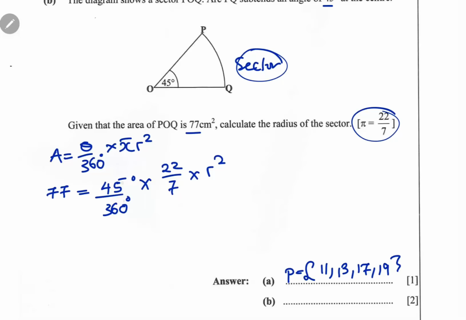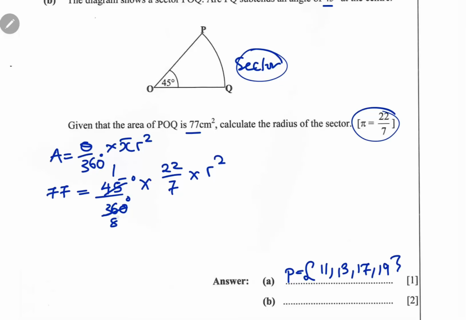I can start by cancelling out. 45 can go into 360. You know that 360 is 90, 90, 90, 90, and each 90 is 2 times 45. So 45 into 45 is 1, and 45 into 360 is 8. That you should know.